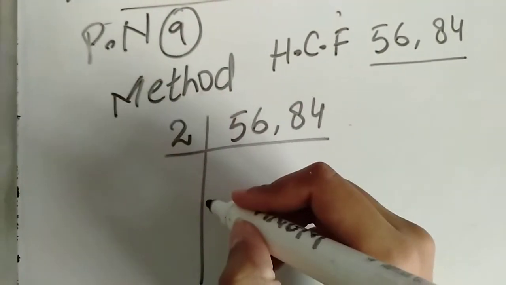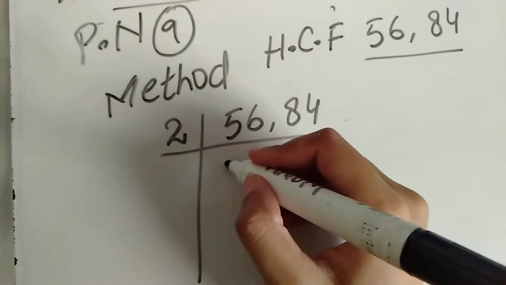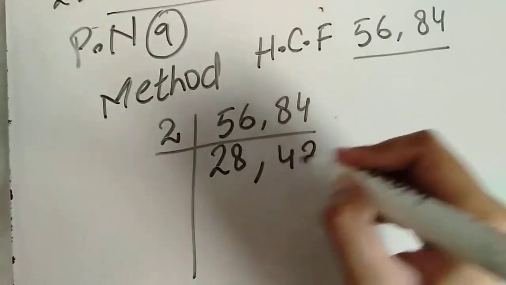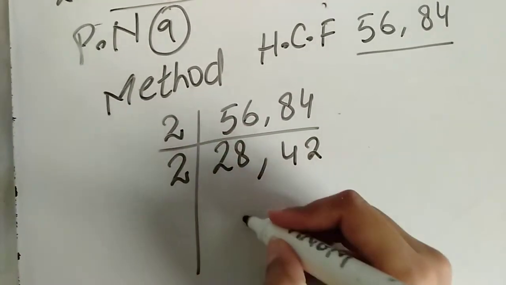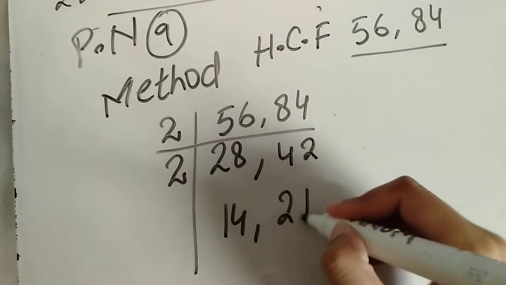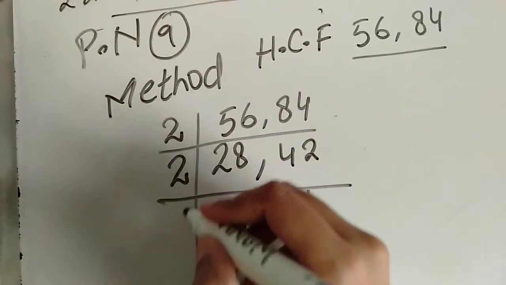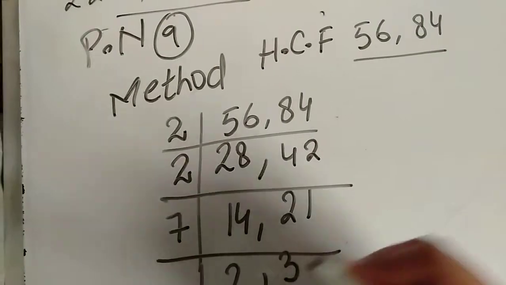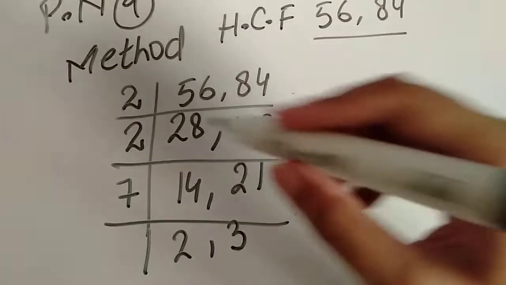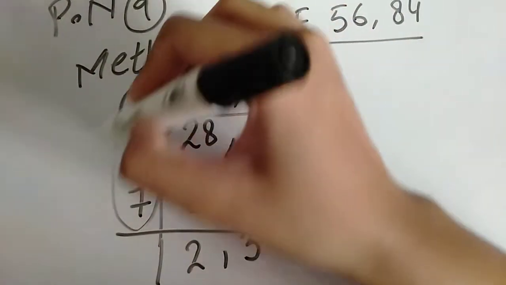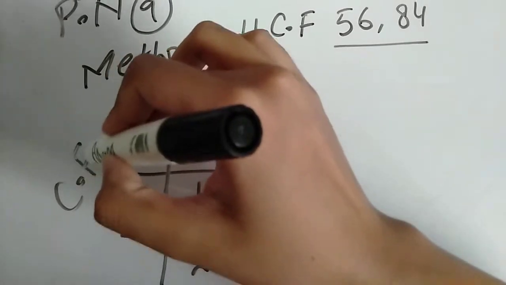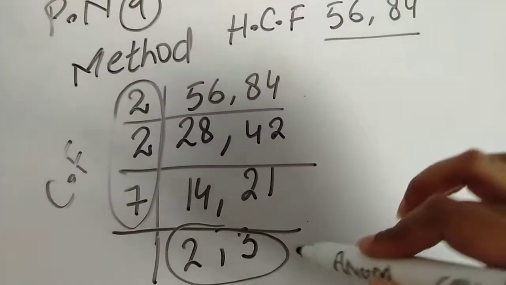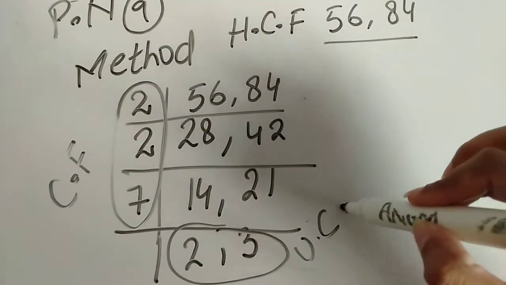So first I will divide by 2. So 2 28s are 56 and 2 42s are 84. Now again 2, it will be 14 and 21. Now 7, 3. So these are the common factors in the prime factorization, and these are the uncommon factors.